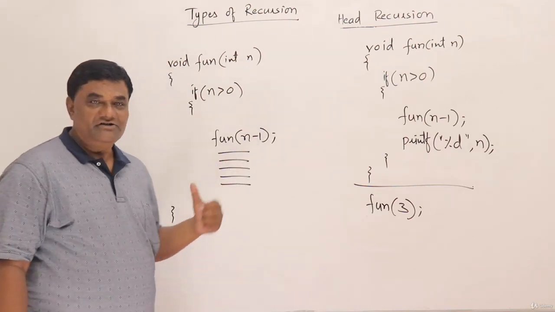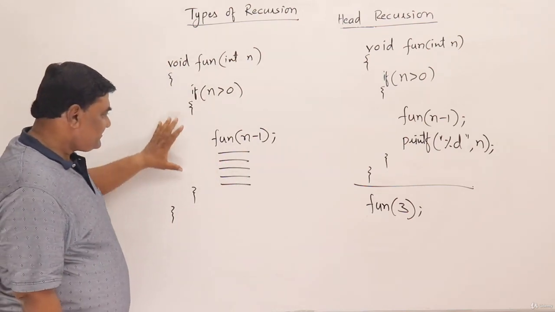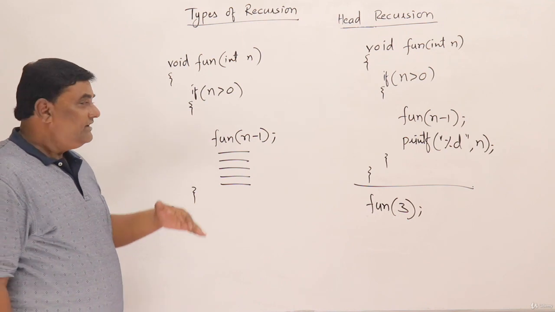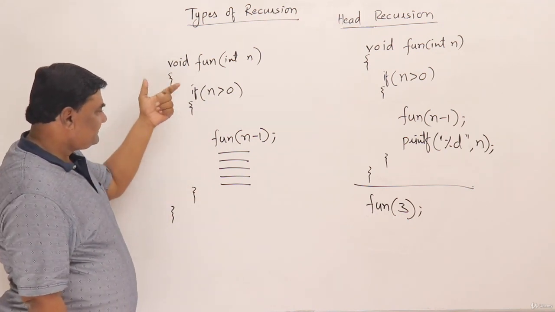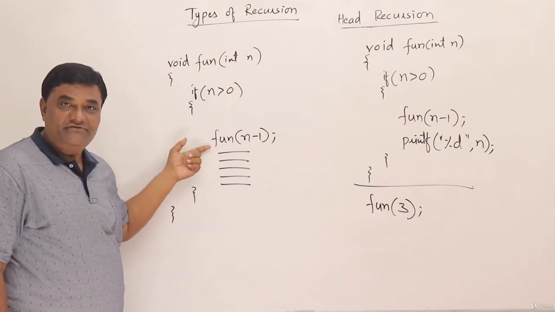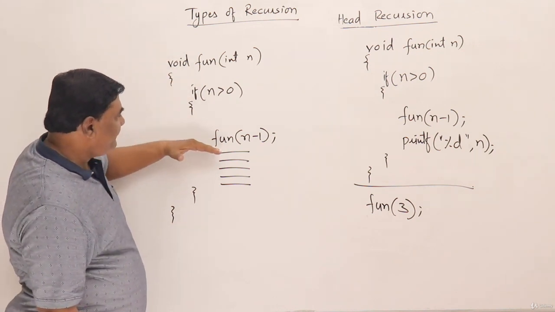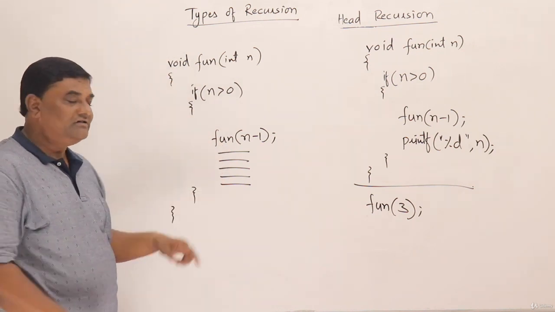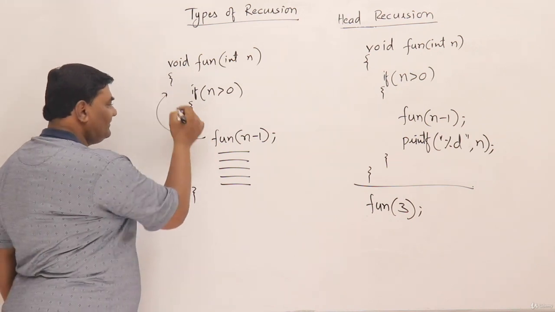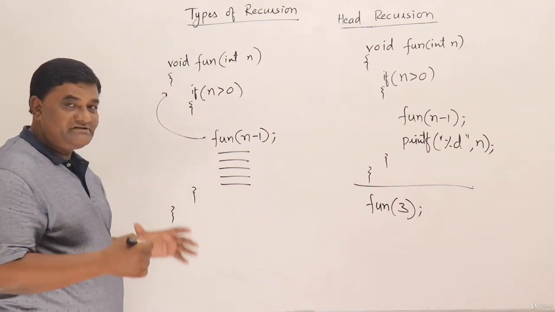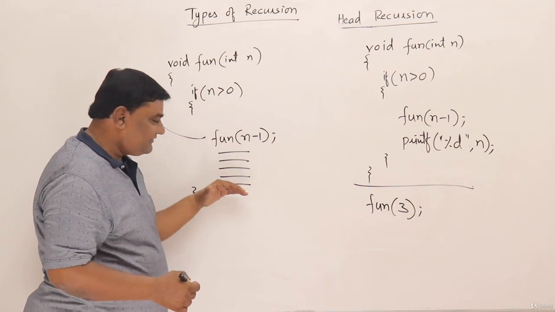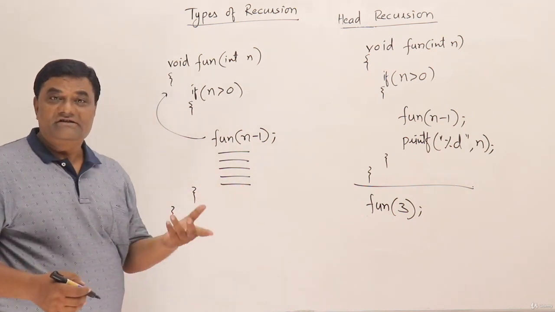Now let us see head recursion. This is the structure for head recursion. If there is a function that is calling itself, so it's a recursive function, then the first statement inside the function is the recursive call. It is calling itself here. Then whatever processing it has to do, it is doing it afterwards, after the recursive call.